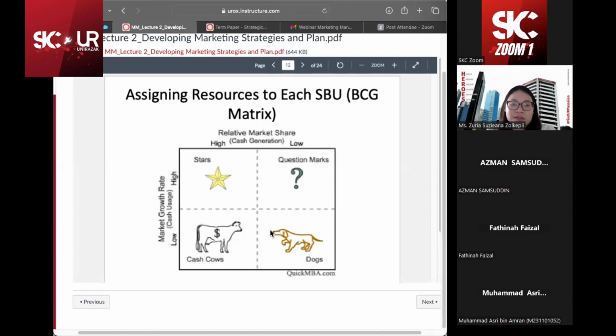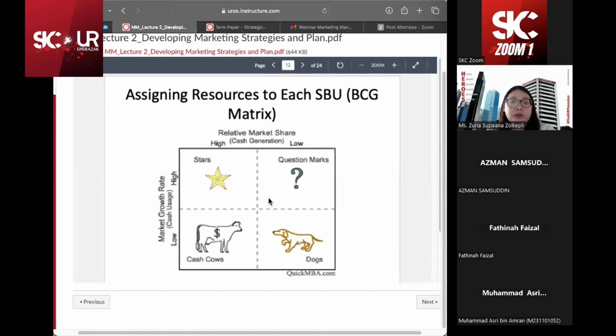So in this quadrant, the reason why we have this is because we want to identify in our business which product or service is which one, right? So that we know the strength of our product, the current status lah of our product.